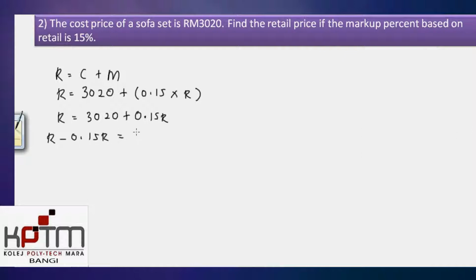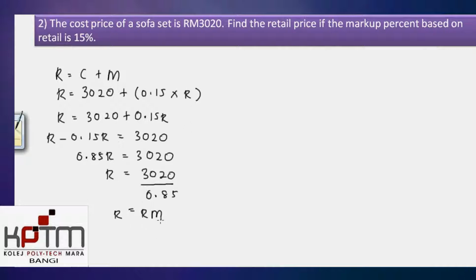equals 3,020 ringgit. R minus 0.15 R is 0.85 R equals 3,020 ringgit. So R is equal to 3,020 ringgit divided by 0.85. Therefore, the retail price is RM 3,552.94.